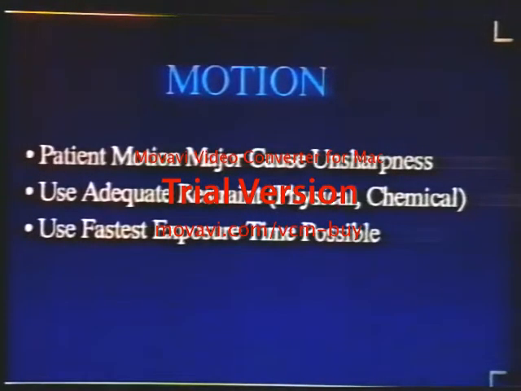The biggest cause of unsharpness in veterinary medicine has to do with motion. The motion is in the patient, which we have difficulty controlling. We can attempt to use adequate restraint, both physical and chemical, so that the animal does not move during the exposure, but many times that is still a possibility. We must strive to always use the fastest exposure time possible so that if there is motion, its effect is minimized.